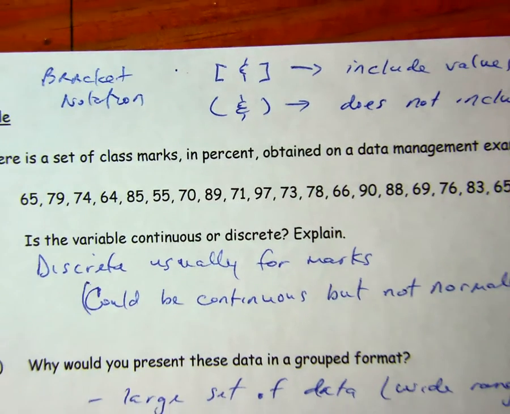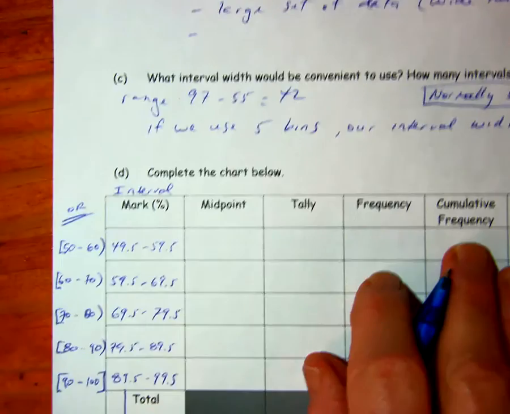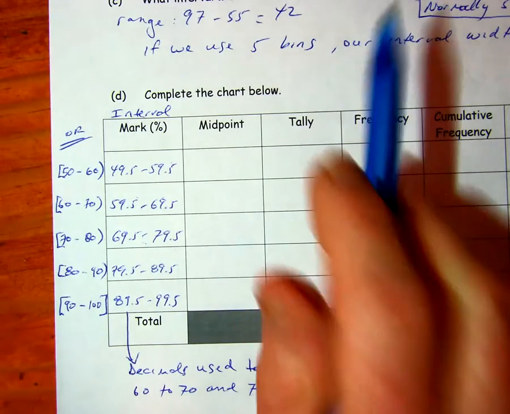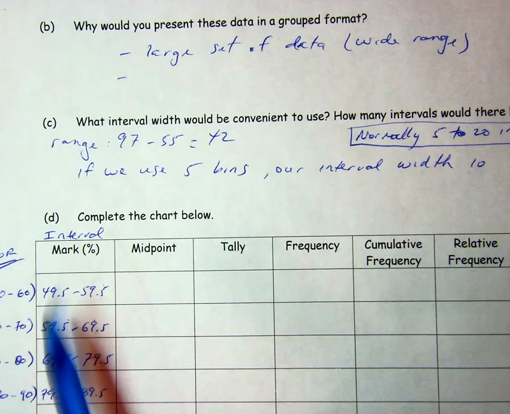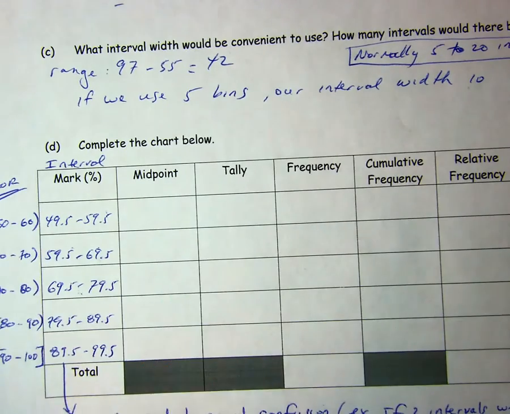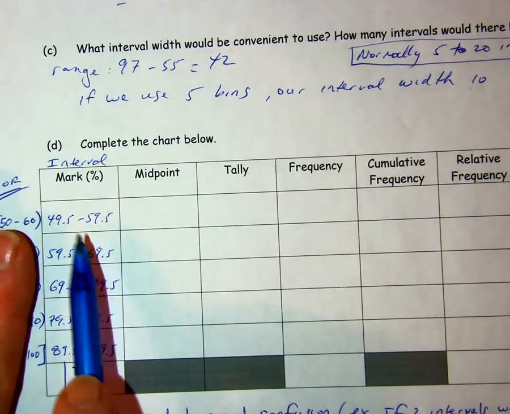Alright, so you can do it either way. You can do it with the brackets or use decimals, but you want to avoid confusion where you have a number like 60 or 70, and if you didn't use the brackets you wouldn't know where to put it. Right. Alright, so let's use this one.